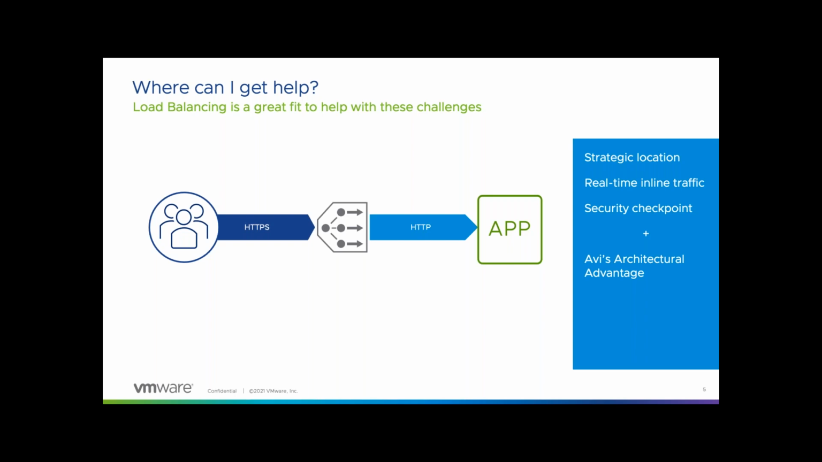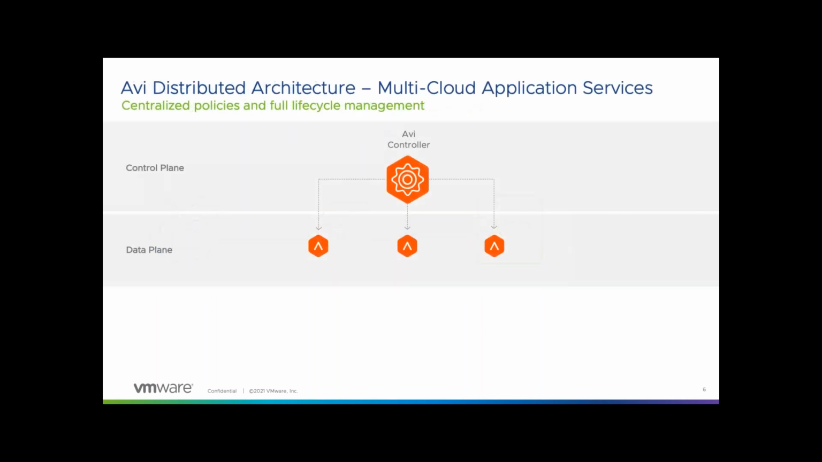Now, let me give a quick primer on Avi's architecture for the benefit of those who are new to how Avi works. Avi Networks Vantage platform, now known as VMware NSX Advanced Load Balancer, is a modern software-defined elastic application delivery fabric. It is composed of a central control plane and a distributed data plane. Avi controllers provide a centralized intent-based policy engine which delivers full lifecycle management for all the applications.